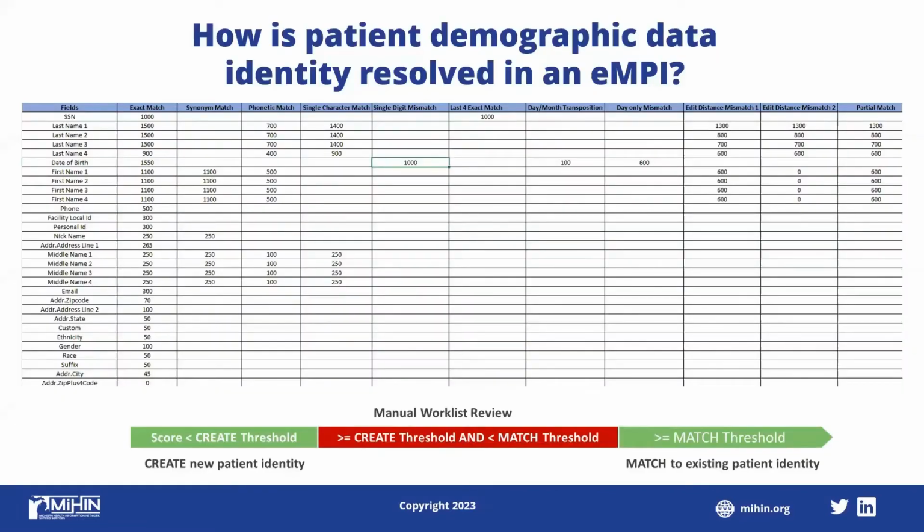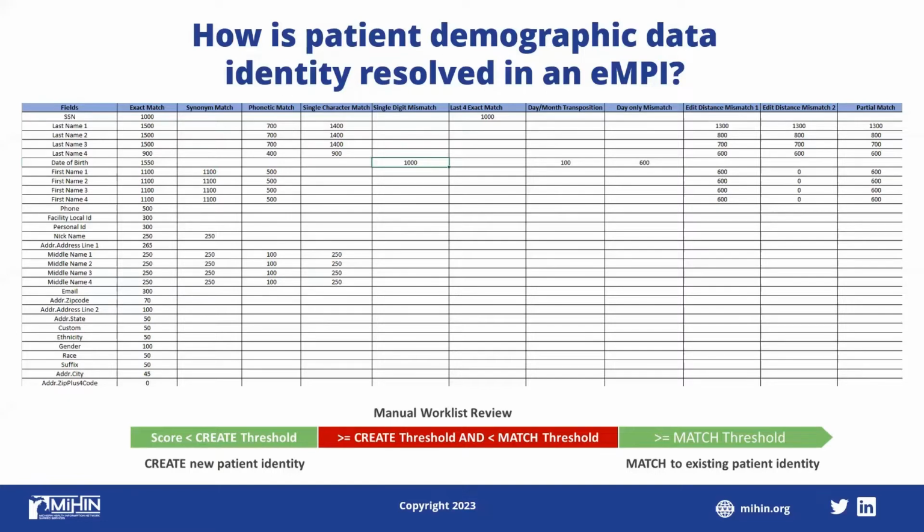So how does the Common Key service or an eMPI do that? There are actually several ways that an eMPI could resolve identity. The way the Common Key service does it is it uses demographics that are found in the patient-centered data, and it pulls them out, sends it to the eMPI, and the eMPI generates a score for that data.